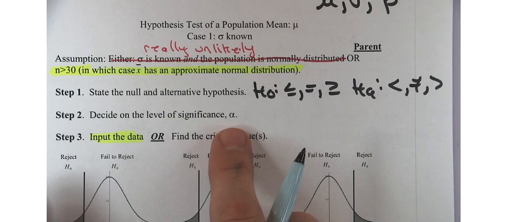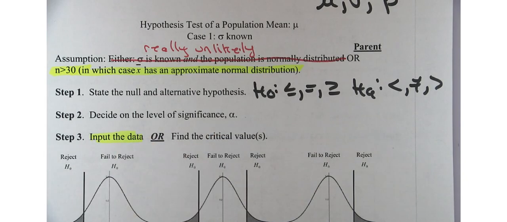Decide on the significance level. That's always going to be our step 2. That's pretty much going to be given to you. Occasionally, I'll let you use your imagination and choose between 0.01 and 0.05. Those are your typical values.